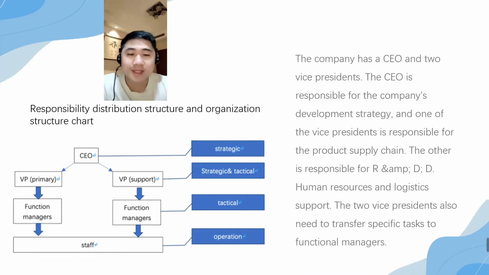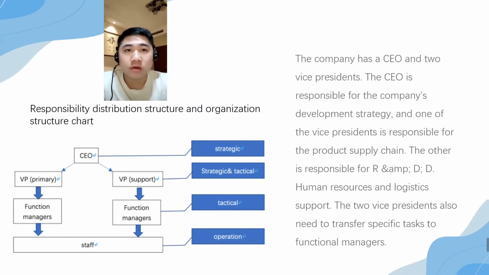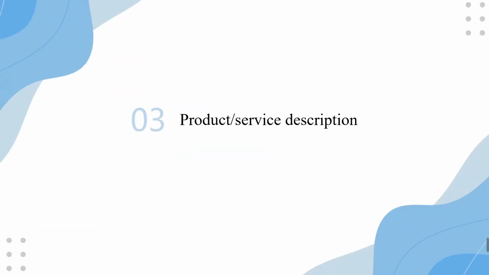The company has a CEO and 2 vice presidents. The CEO is responsible for the company's development strategy, and one vice president is responsible for the product supply chain. The other is responsible for R&D, human resources, and logistic support. The 2 vice presidents also need to oversee a safety and tax functional manager.